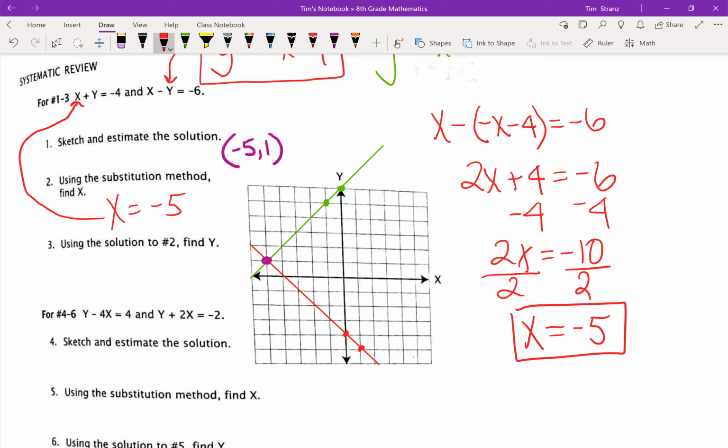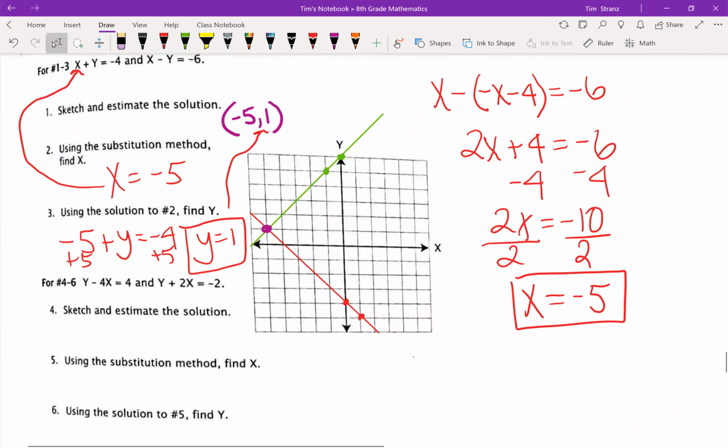All right, so instead of saying x plus y equals negative 4, I'm going to say negative 5 plus y equals negative 4. Okay, to find out what y is, I'm going to add 5. y equals 1, which is a very good sign because that also matches with what I said. Okay, so there you know you're absolutely right when that happens. Okay, let's go on to number 4.